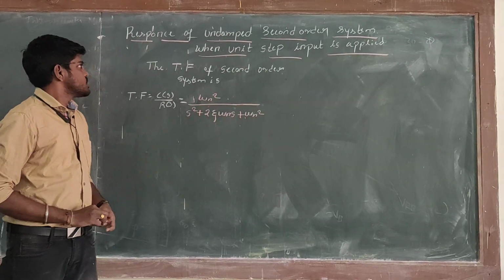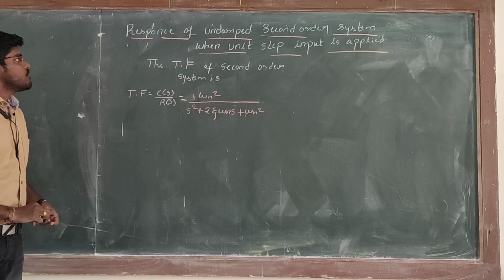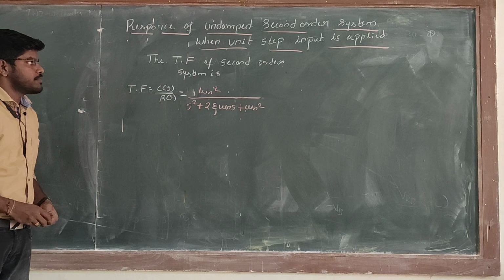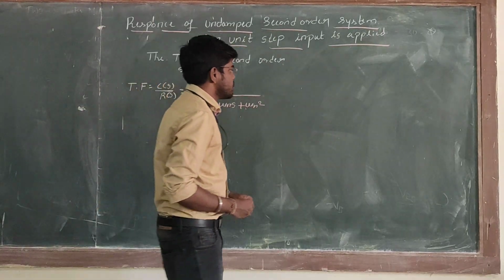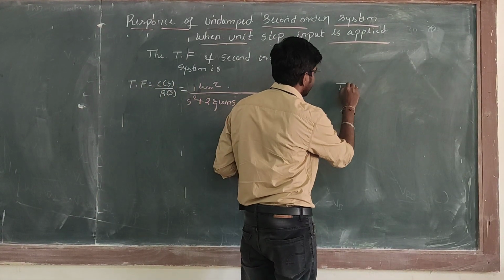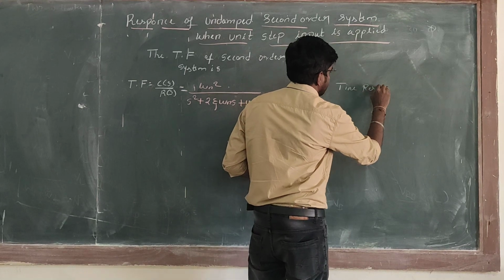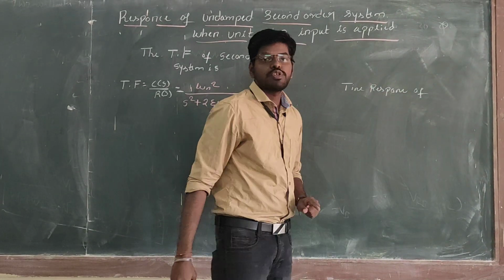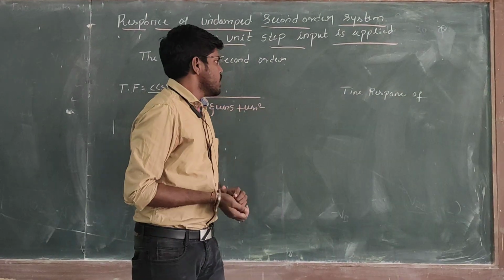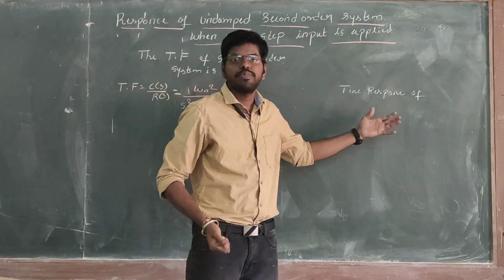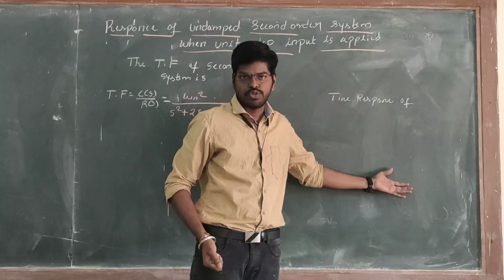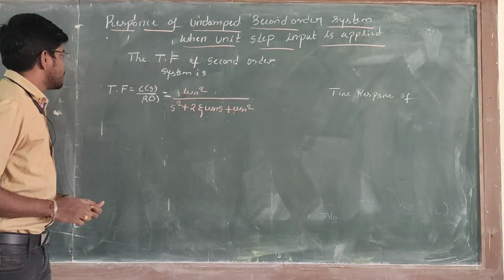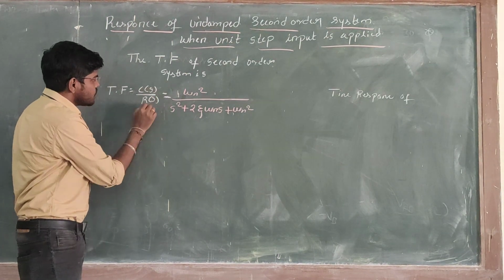In this video we will discuss the topic: the time response of an undamped second order system when a unit step input is applied. In the previous video we discussed the time response specifications of a second order system. There we saw the definitions of rise time, peak time, delay time and maximum overshoot. Here we will find the response, the output of the system, when a unit step input is applied.